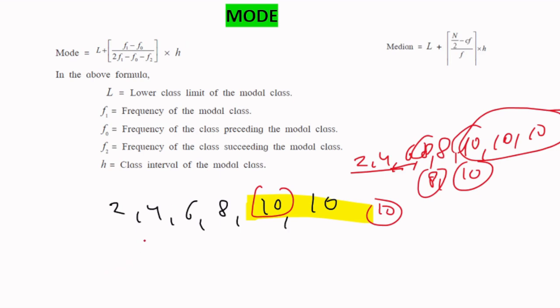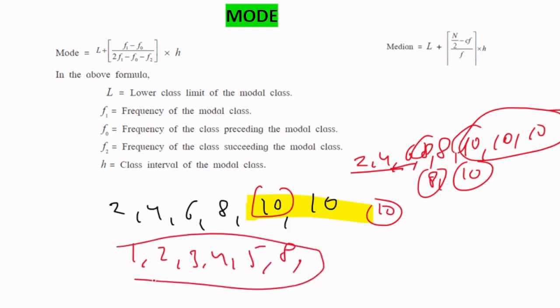If it is a set like 1, 2, 3, 4, 5, 6, 8, do you see any repetition of any number? No. So in this case, no mode exists. Technically, we have to find the highest repetition of a number. If no repetition, then no mode. As simple as this. But again, we have to deal with large numbers, not smaller numbers.